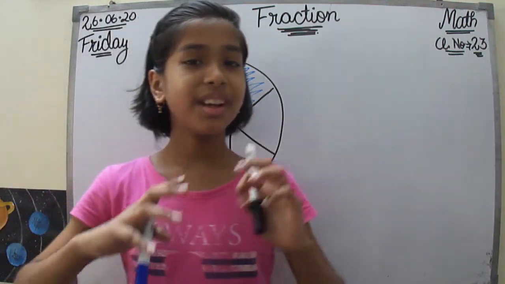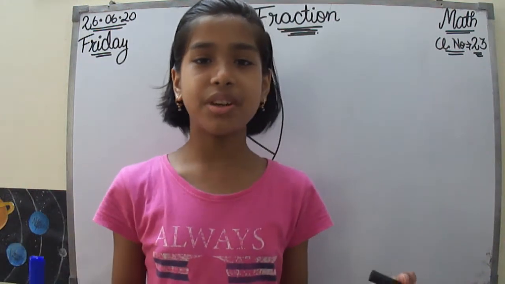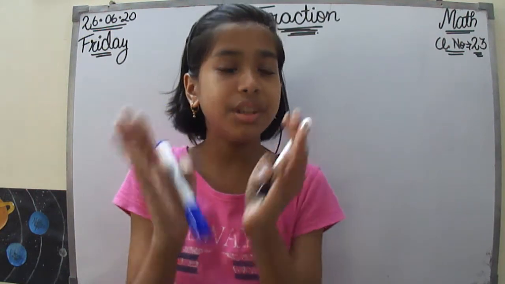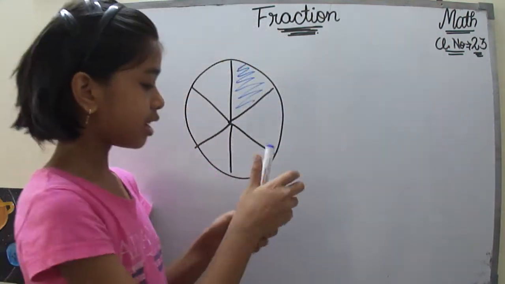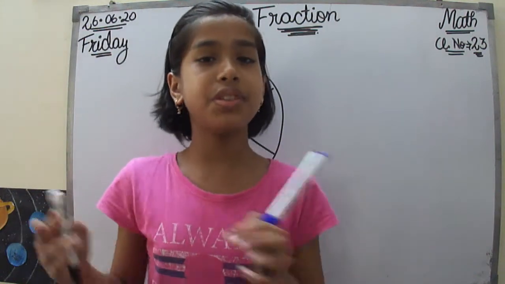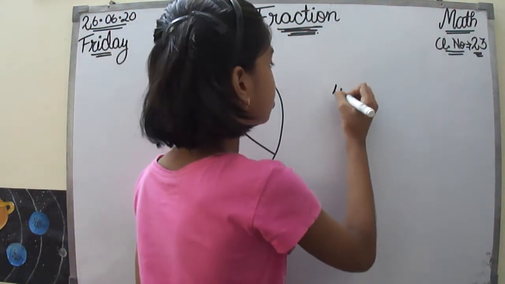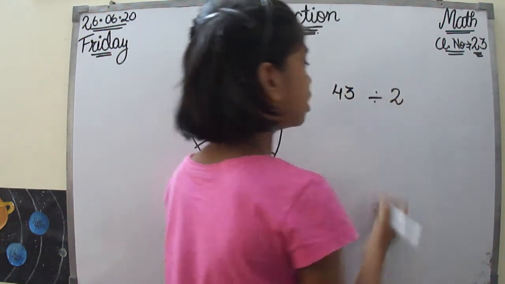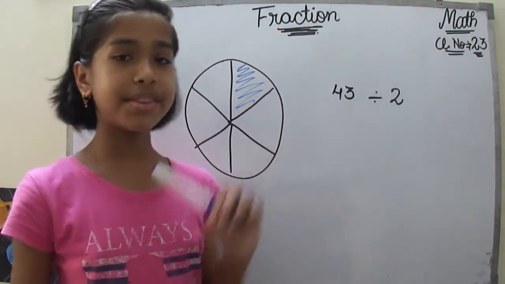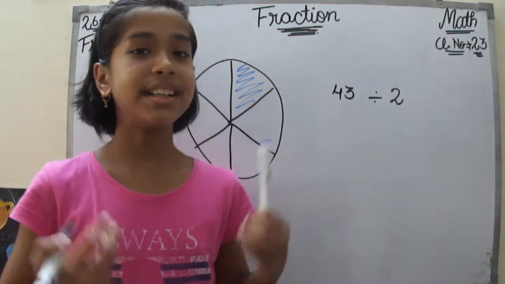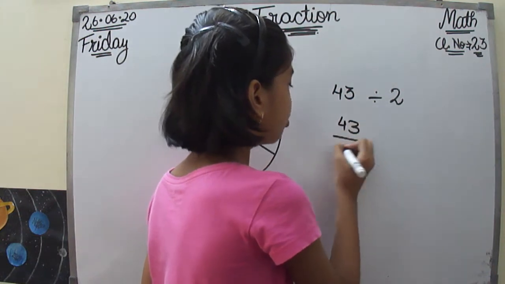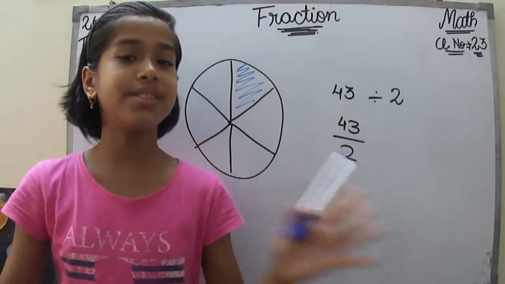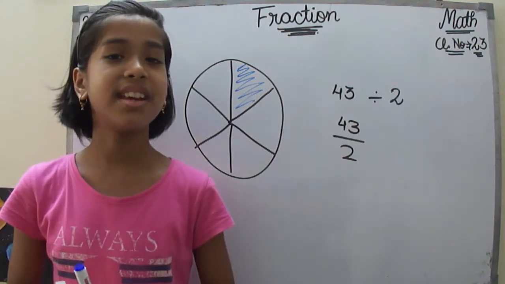Now, what is the simple definition of a fraction? We can think of a fraction as a normal division problem written like this. For example, if I have the division problem 43 divided by 2, I can represent that like this, 43 upon 2. So this is a fraction, just a division problem written like this.